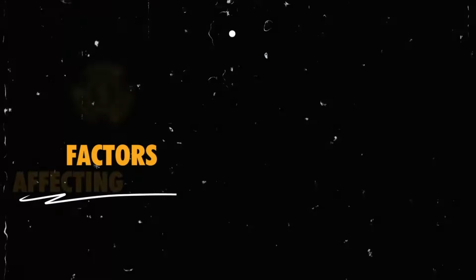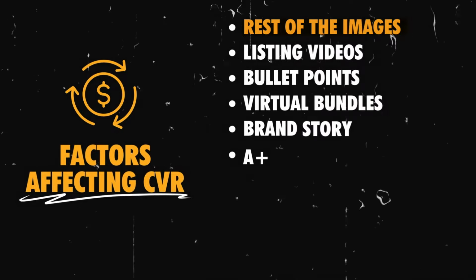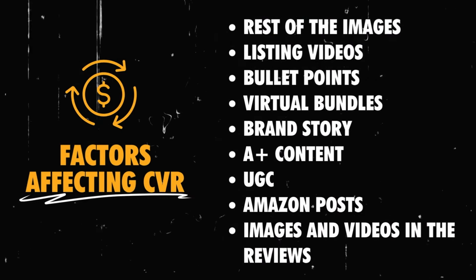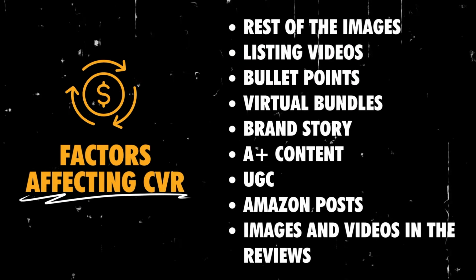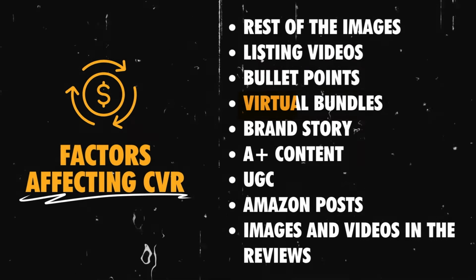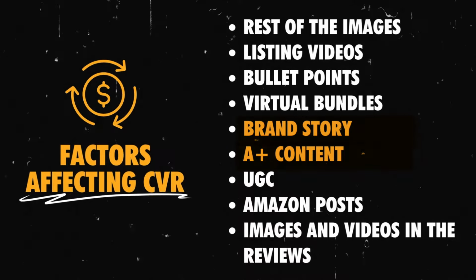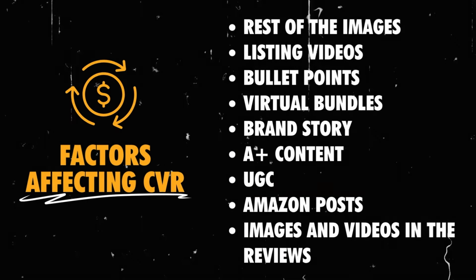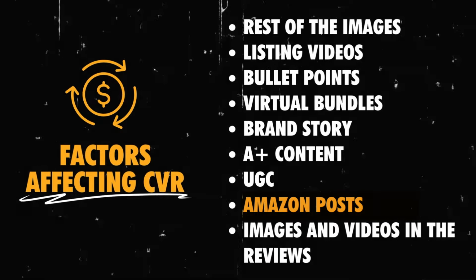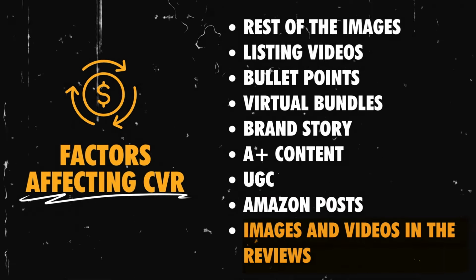So conversion rate has another set of factors, right? We have the rest of the images. There's like 5-6 other images on the listing. There are videos on the listing that show up under the main images. Then you have bullet points, virtual bundles, brand story and premium A+ content, UGC content uploaded by creators, Amazon posts, which is kind of like the Instagram version of Amazon, and then you have images and videos in the reviews.